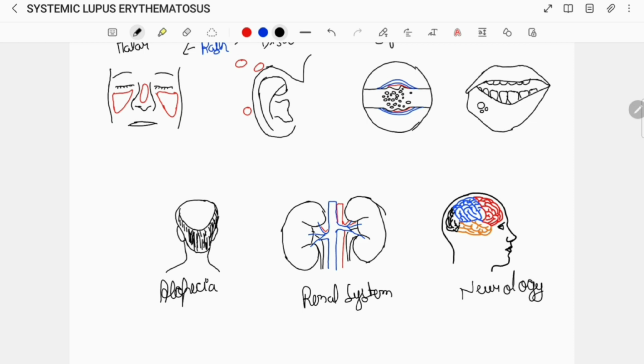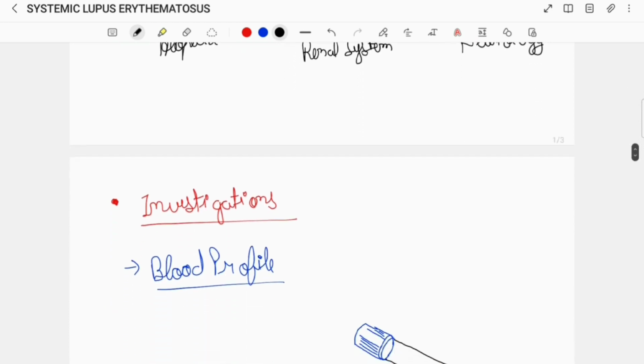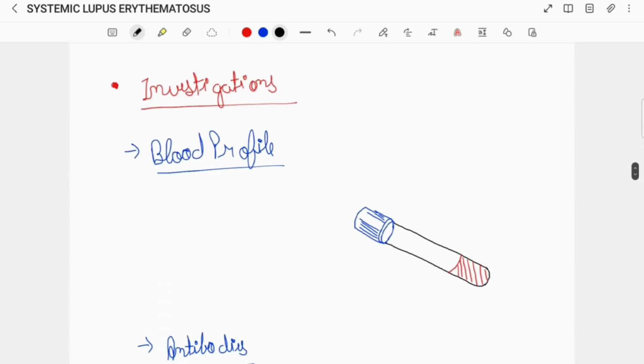The question which arises is, how do we establish a diagnosis of SLE? You need to go for certain investigations. The first thing that you would do is perform a blood profile. This blood profile would indicate presence of anemia. Also, you would see that there is decreased WBC count as well as a decreased platelet count.